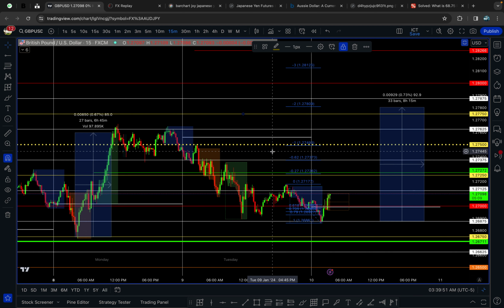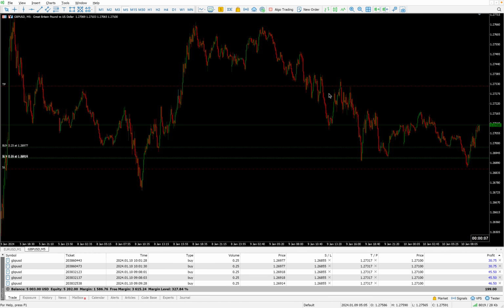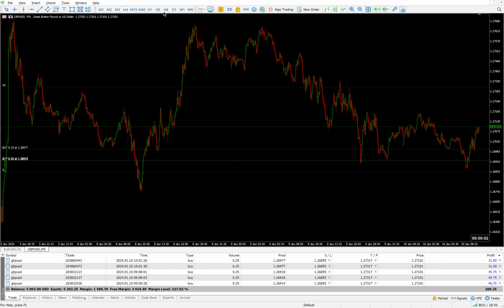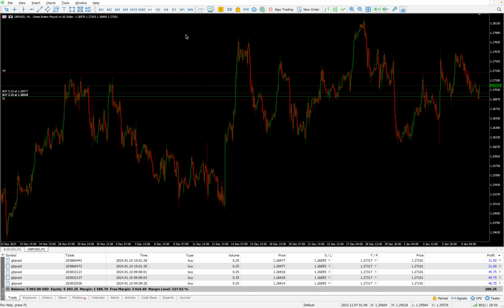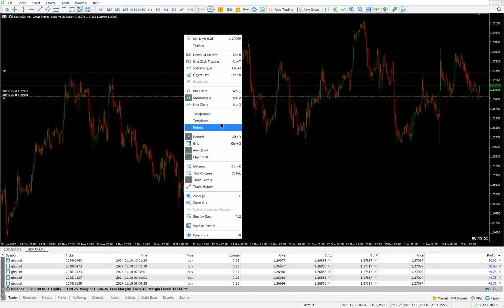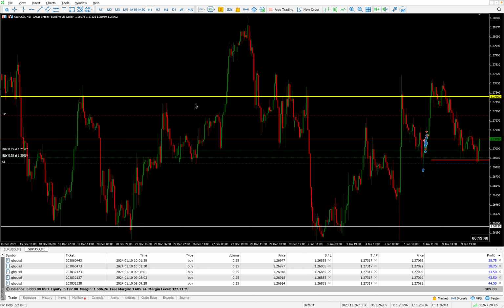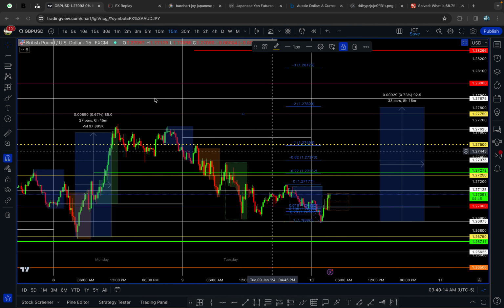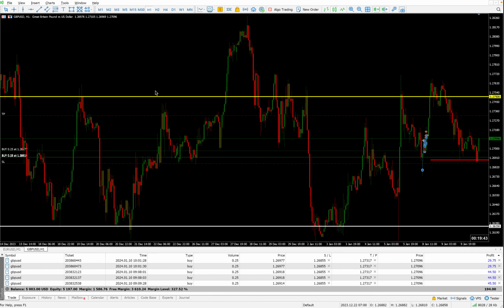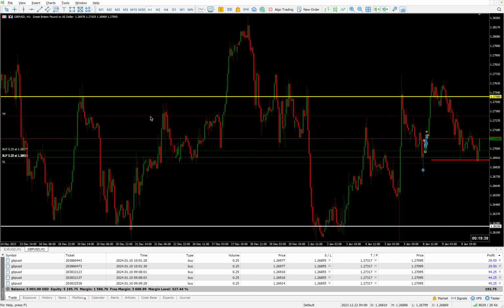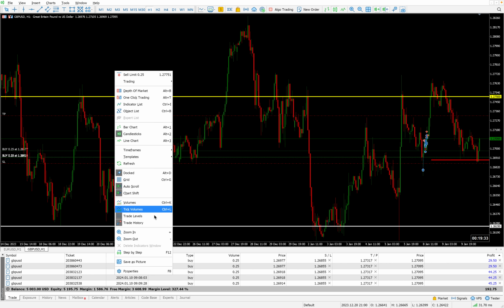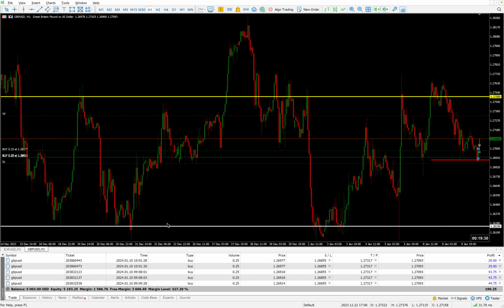So let's mark that level real quick. I have nothing on the charts here because I haven't loaded my template in. 27500, we already have that marked. So I'm well below this. And let me just do that there. That fixed our problem that we had earlier.